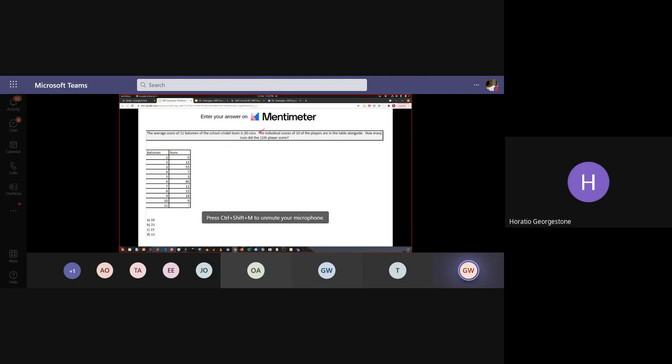So that could be a little bit potentially confusing, because it might make it look like these are subsets of a bigger set, but they're not. The number of items is just 11. There's 11 batsmen. So we're not dealing with weighted means here. Okay, now the average score of the whole cricket team is 20 runs. So we've been given 10 of the players' scores, but one of them is missing. So how many runs did the 11th player score?